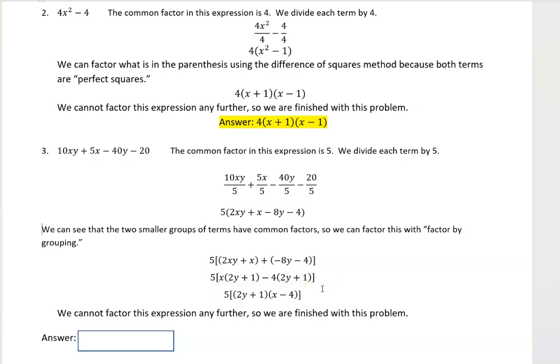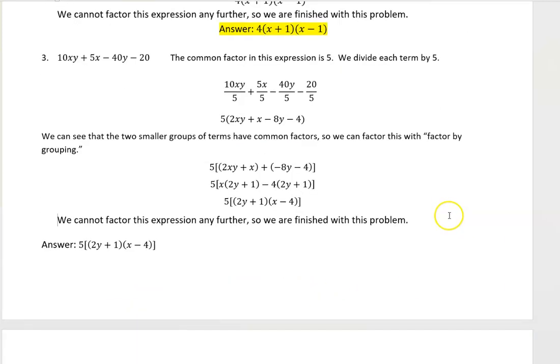So now I'm going to take out that 2y plus 1 and put it in front. What I have left from the first term is the x, and from that second term is the -4. I still have the 5 out front. Now that can't be factored any further, so that is going to be your final answer for that problem.